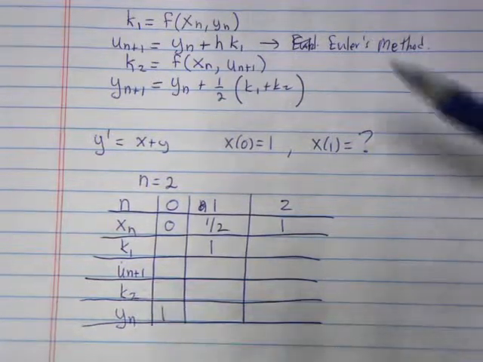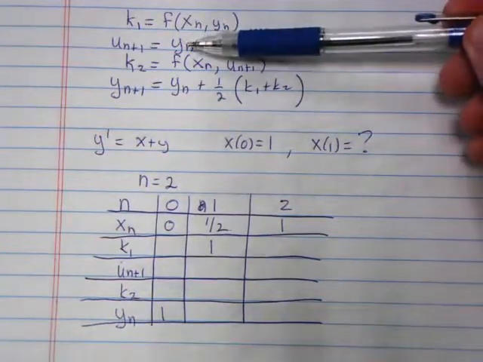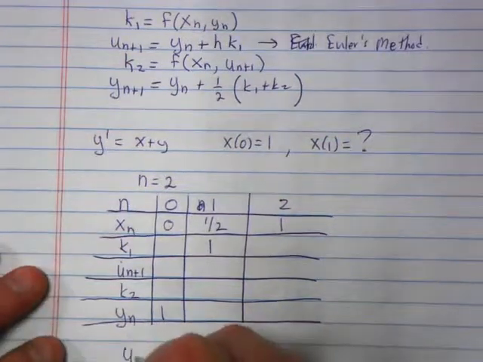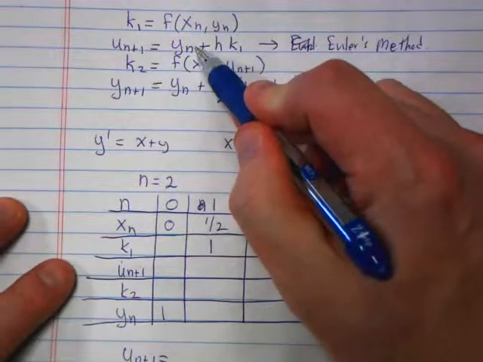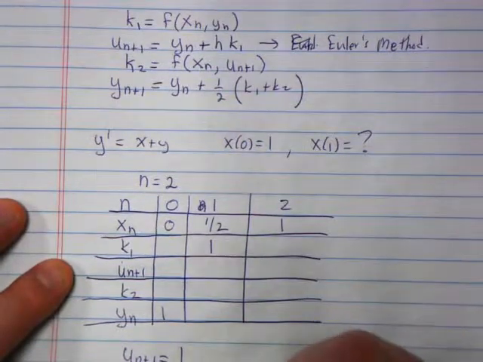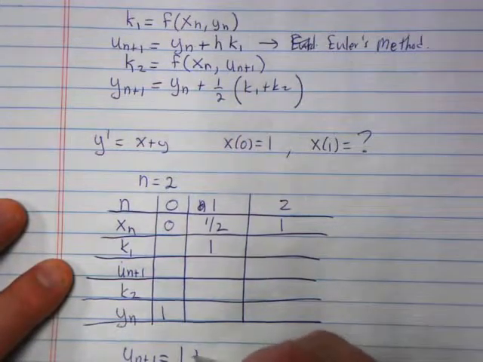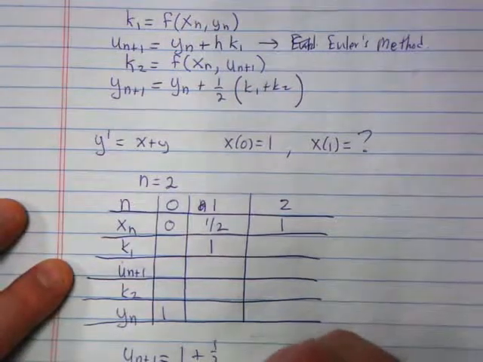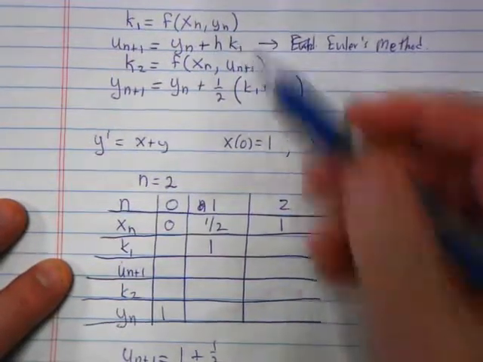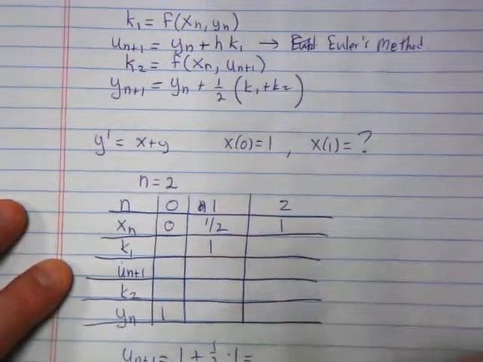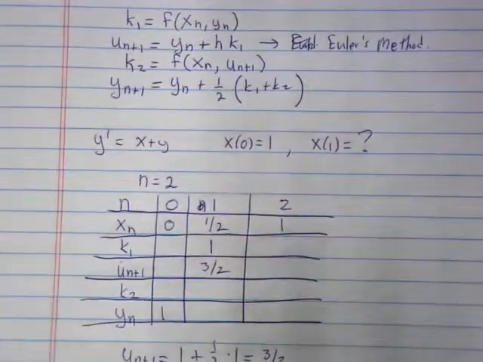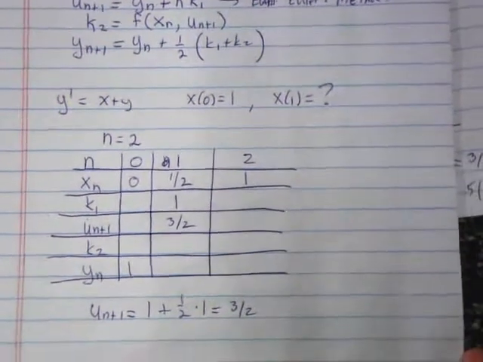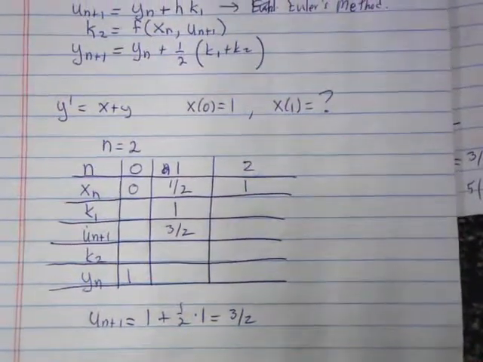Okay, so u sub n plus 1. U sub n plus 1 is my y0. Y0 was 1 plus h was 1/2 times K1 was 1. 3 halves. So I'll write the whole thing so you can see it.